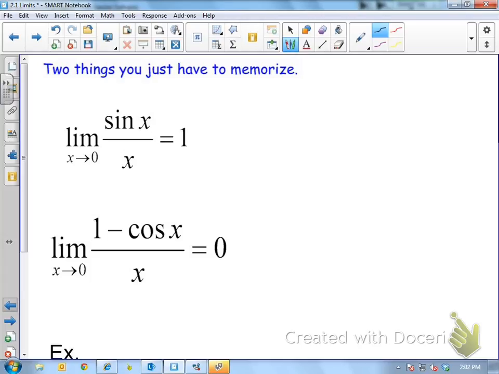So bring in some 3x5 cards. These we just have to have memorized. Limit as x approaches 0 of sine x over x equals 1. And limit as x approaches 0 of 1 minus cosine x over x is 0. There is a way to prove these, but it's called the sandwich theorem. And you do not have to learn the sandwich theorem for the AP test. So we'll just leave it at memorizing and not prove why these are true. Unless you want me to. I like proving things.